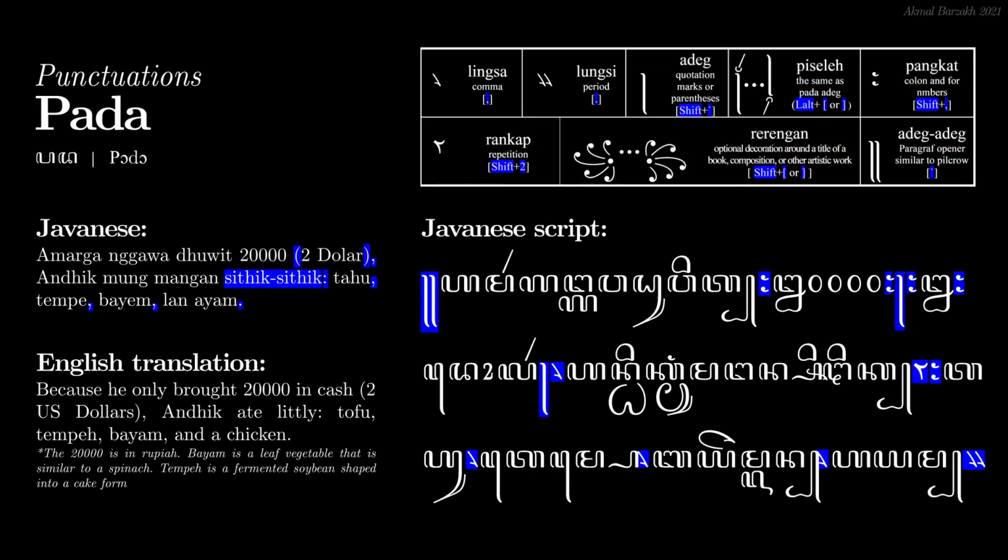Rangkap is used to signify that the word is repeated 2 times in the writing. Rerengan are used as a decoration around a title, although this is optional. Adek-adek are used to open a paragraph, as opposed to the period, which is used to end a sentence.